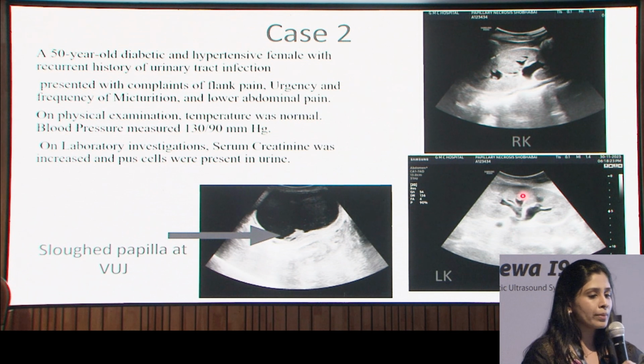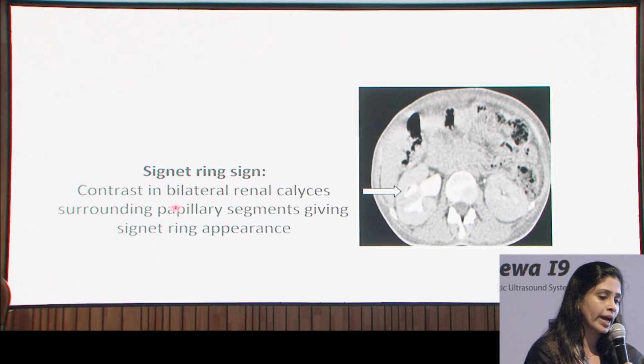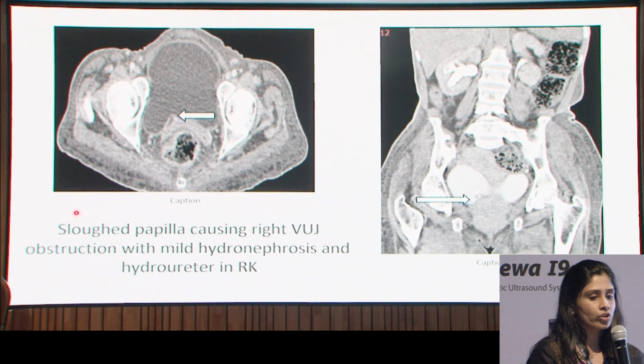On further imaging with excretory urography, we have this excavation of the contrast around the calyceal, out of the calyceal system around the papillary segments. Now this is giving a lobster claw sign. Further on axial imaging, contrast in bilateral renal calyces is surrounding the papillary segments. Here you can see this thin line, so that gives a signet ring appearance. Sloughed off papilla at the VUJ, obstruction with upstream dilatation of the calyceal system.